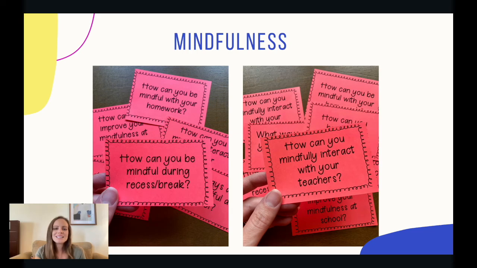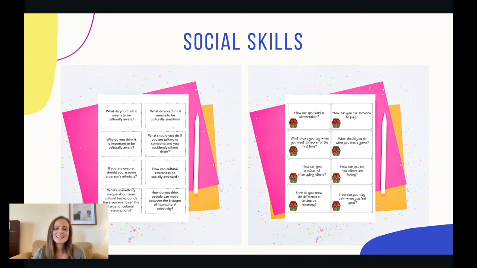Then mindfulness, so this one's specifically talking about how they can be mindful at school. How can you be mindful during recess or break, or how can you mindfully interact with your teachers? Then social skills, so two types here. One's about cultural awareness and cultural sensitivity, so maybe for older kids, that one's really good. And then the other one's more for younger kids, like talking about interrupting, starting a conversation, asking people to play.